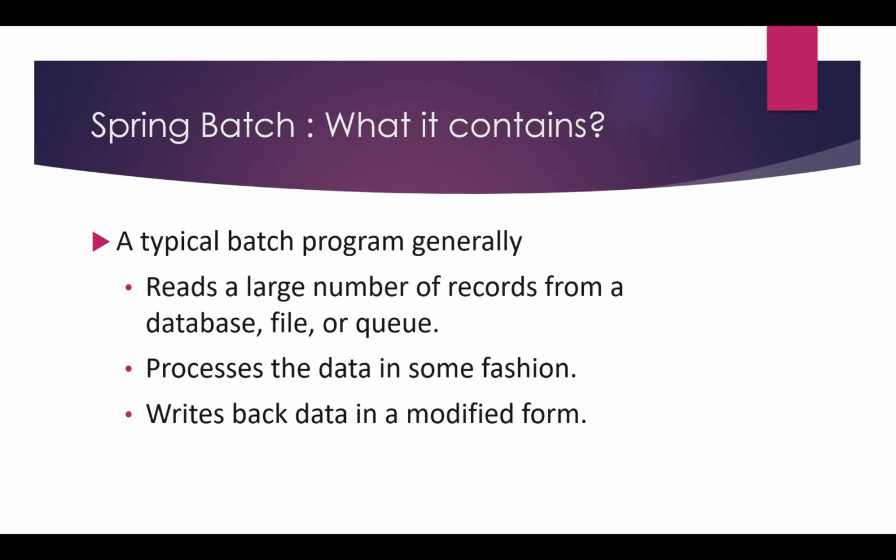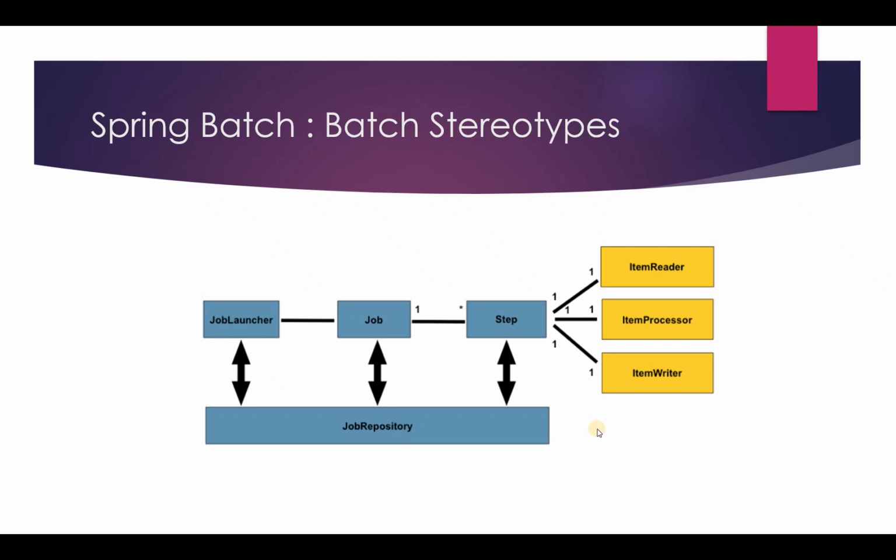Now what exactly does Spring Batch contain? As I mentioned, it contains an item reader, then an item processor and an item writer. The reader is to read the data from the source, then the processor is to apply the business logic, and the writer is to write that data to a particular source or destination. Now all these three items are enclosed in a step. So each step consists of one item reader, one item processor and one item writer.